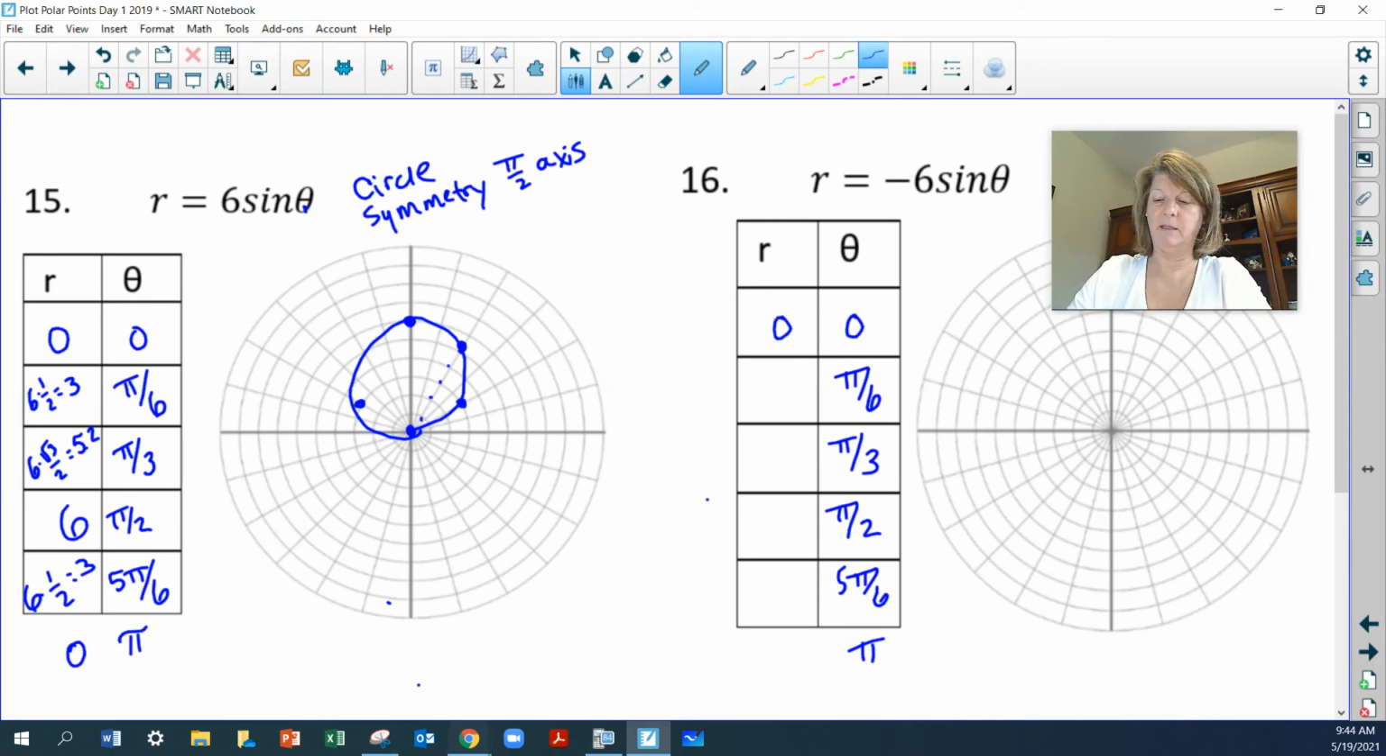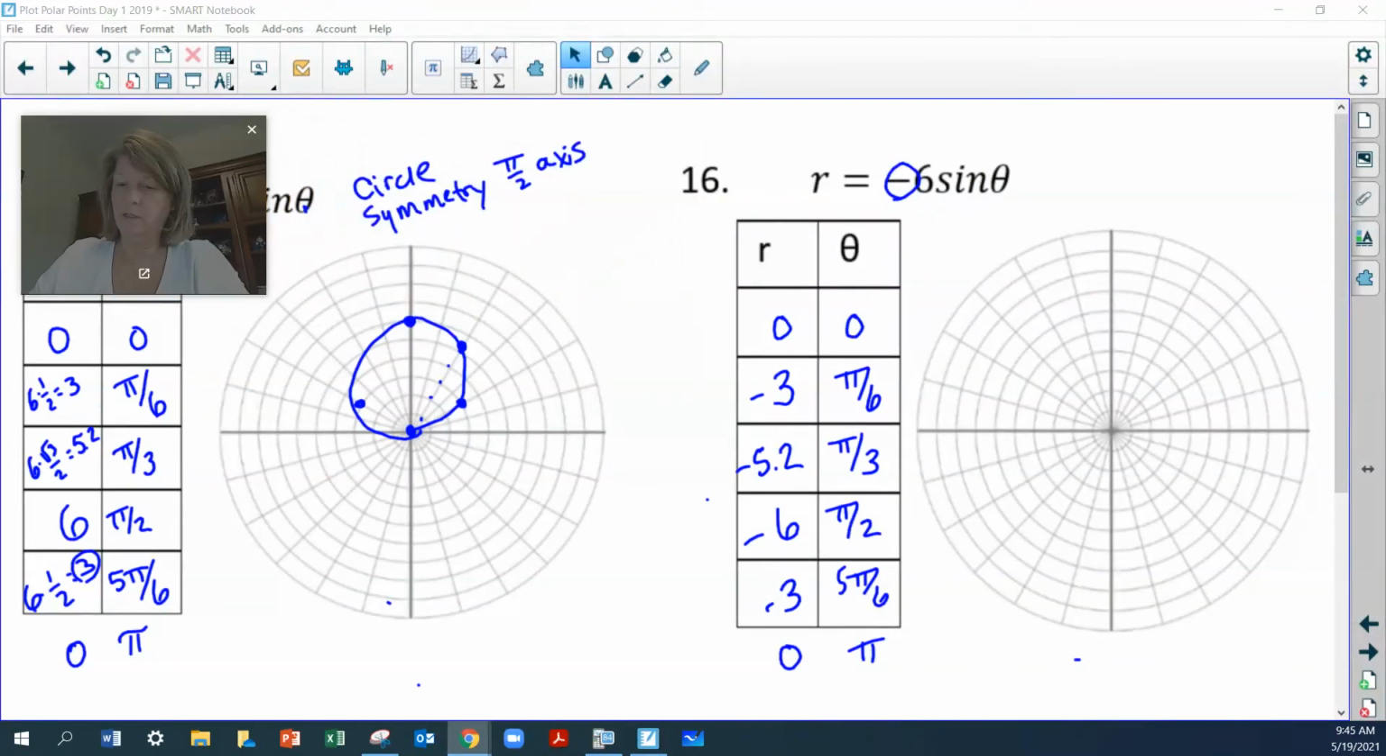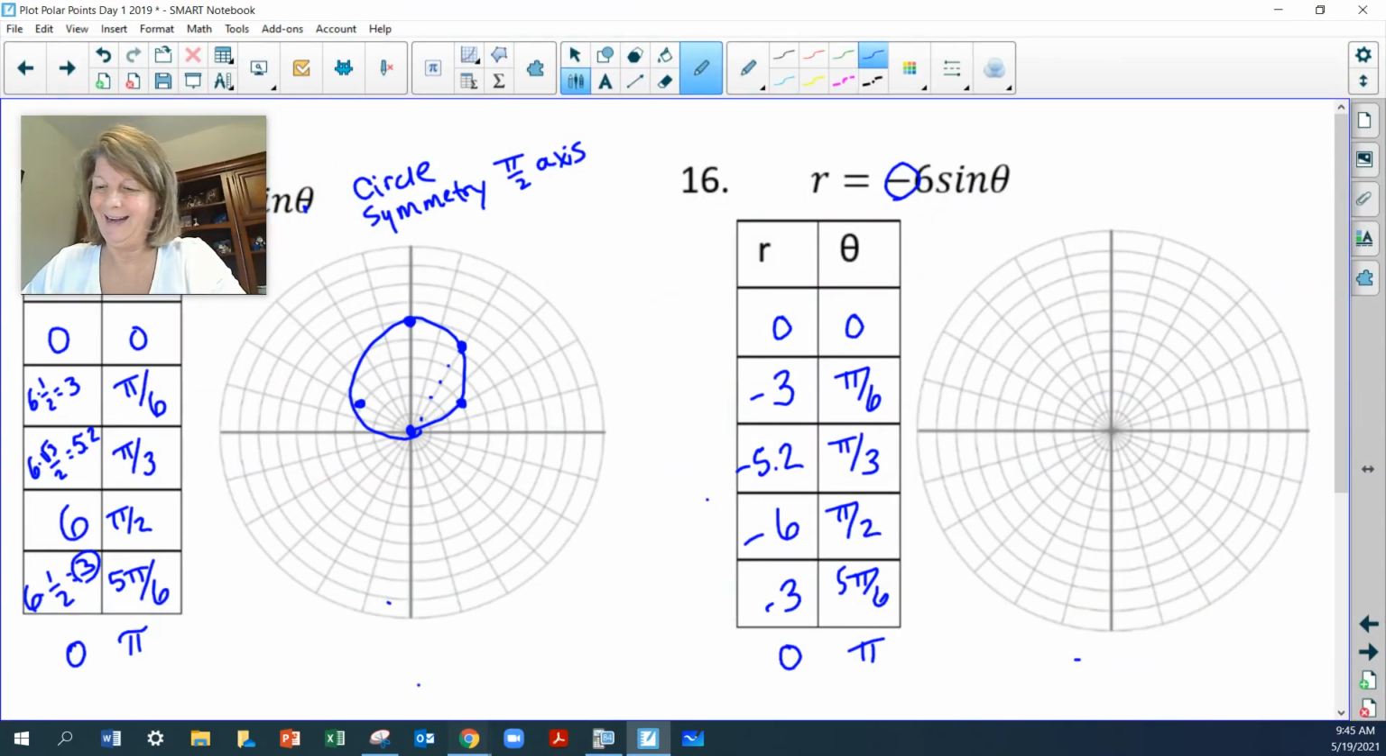Pi over 6, well, it came out as 3 before. It's going to come out as negative 3 this time. Pi over 3 came out as a positive, so I multiply by a negative. This is going to be a negative 5.2. Pi over 2 is 1. This is going to come out as a negative 6. And this will come out instead of as 3, negative 3. Putting in pi gives us a sine of 0. Sine of pi is 0, so that'll be there. Now let's move the talker out of the way. All right, 0, 0. I can plot 0, 0.